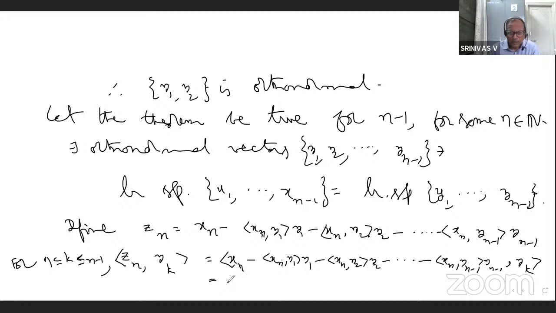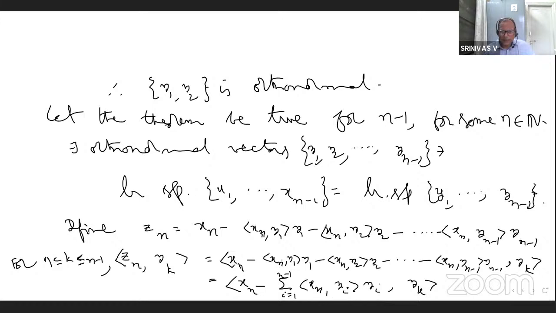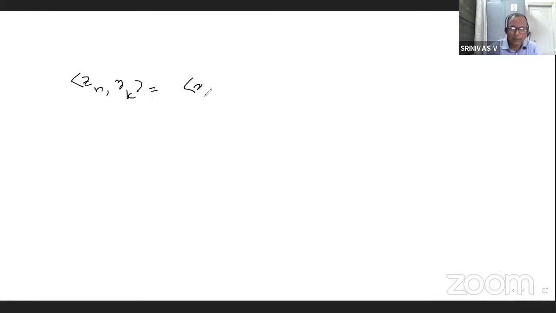See, what I will write is this as an expression. This is xn minus the sigma of the inner product xn comma yi into yi, i equal to 1 to n minus 1, comma yk. I have abbreviated this, where you bring a variable i, varying from 1 up to n minus 1. So the inner product of Zn with yk is equal to this. You may take out the scalars because the inner product is linear in the first coordinate. So this can be written as xn comma yk minus sigma xn comma yk.